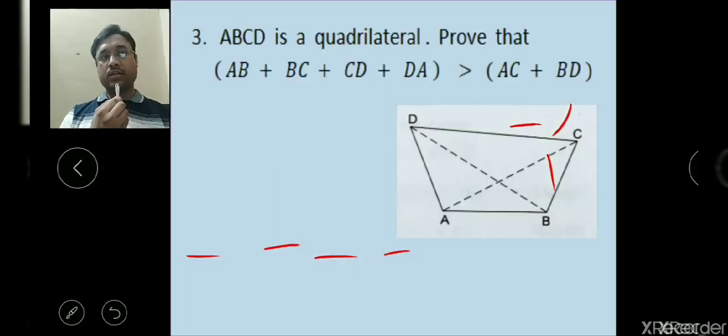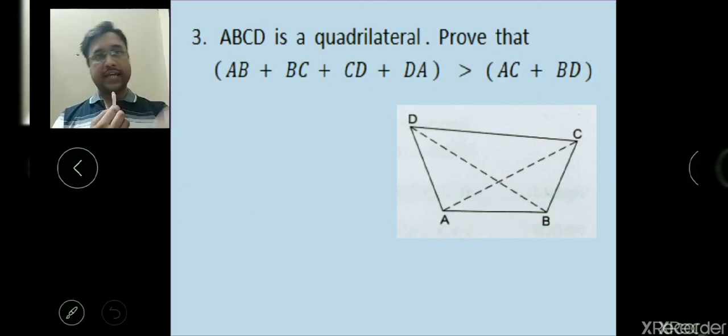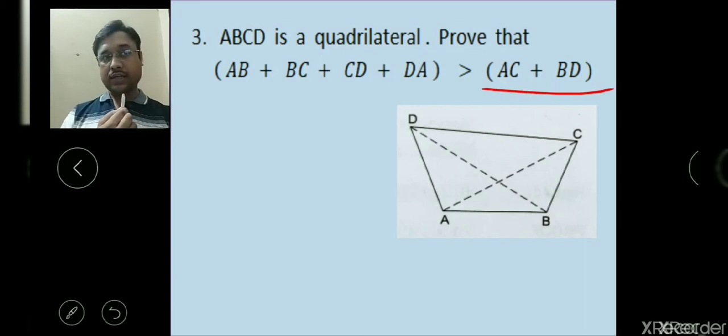Now the next question you see: ABCD here is a quadrilateral. Prove that the sum of all the four sides of this quadrilateral is greater than the sum of its diagonals. You can see AC is connecting opposite vertices, the same way BD also. So AC and BD are the diagonals. So the sum of the four sides of this quadrilateral is greater than the sum of both the diagonals.